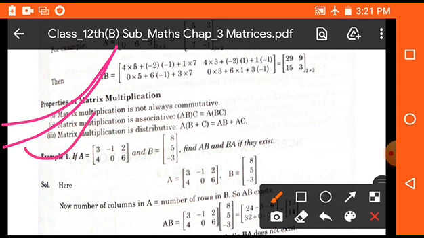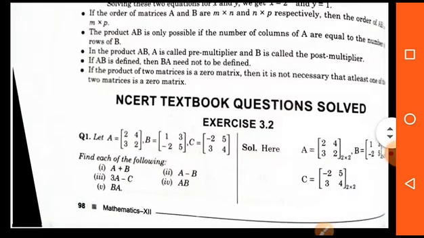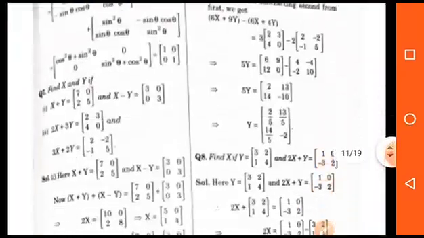Now, matrix multiplication is distributive. As it is associative, in the same way it also follows the distributive law over addition. That means if we add two matrices B plus C and multiply by matrix A, then we get A into B plus A into C. Okay students, on the basis of the above discussion, you can solve exercise 3.2. So this is your homework. You solve as many questions as possible from this exercise.